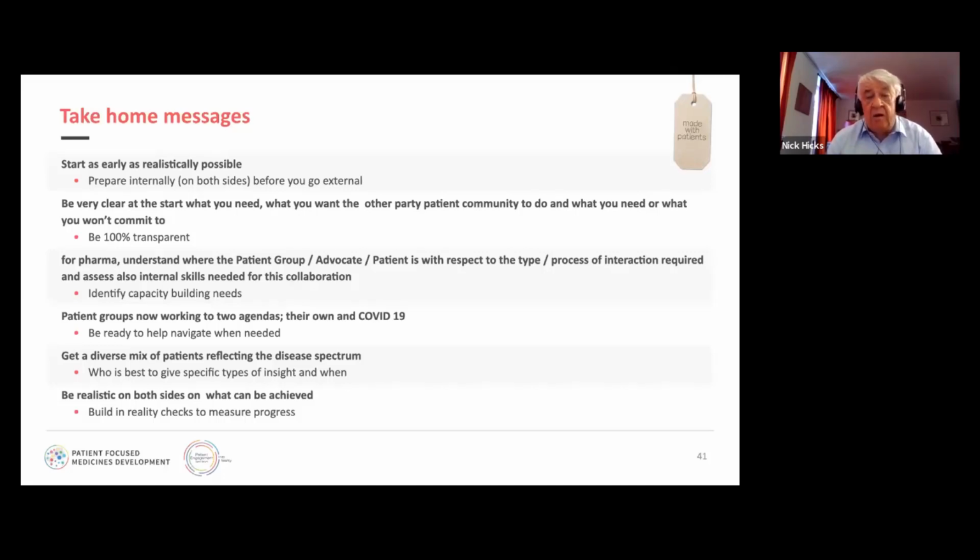And if you are working with patient groups, particularly in times of COVID, do understand that patient groups now are working with two agendas: their own agenda for their own disease, but also that of COVID, and they have to make their own disease relevant in times of COVID, in times of policy and health making. And that's probably a good point to stop.